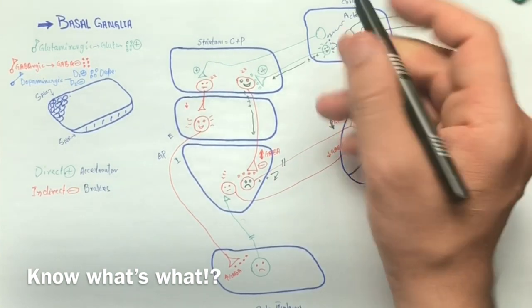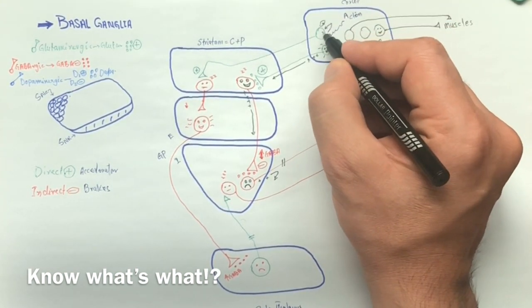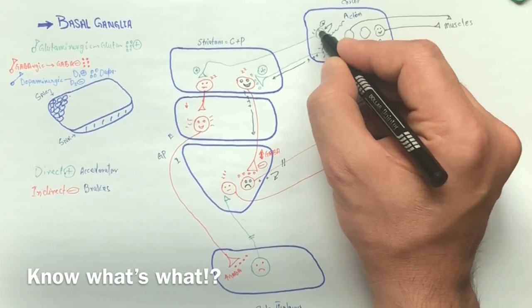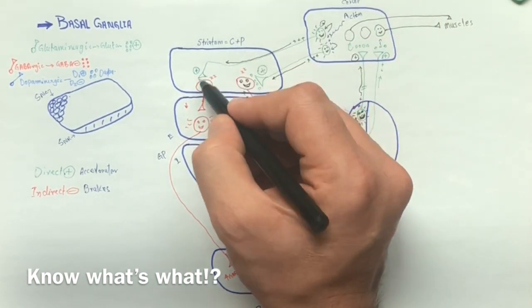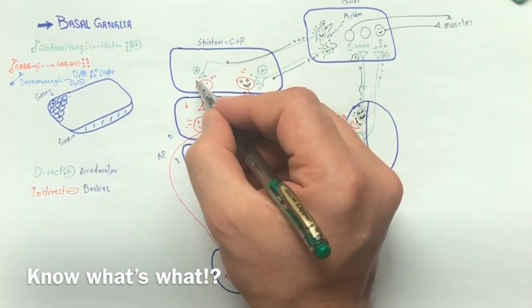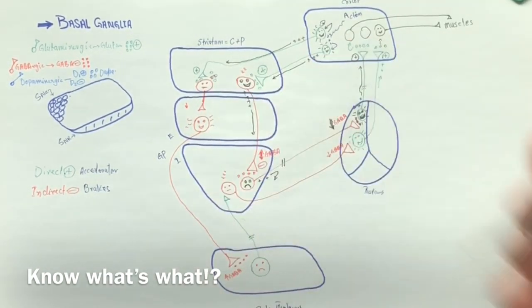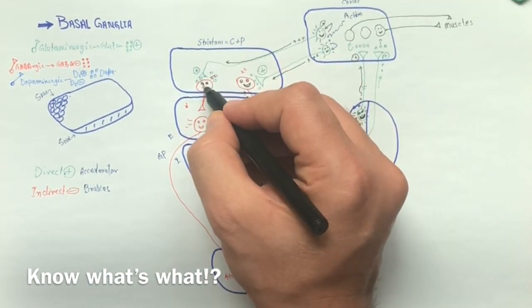So let's see what happens at the indirect pathway. So the indirect pathway, when stimulated, sends the action potential down to the striatum, the same glutamatergic system, and the glutamate is released on these neurons, and they will be excited. And these are GABAergic neurons.